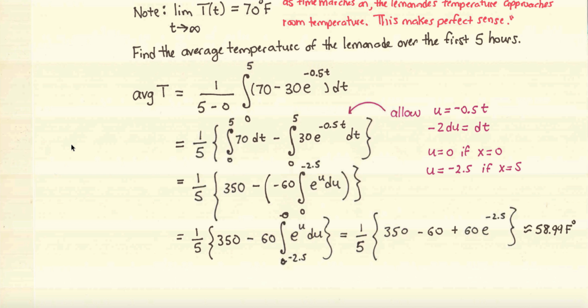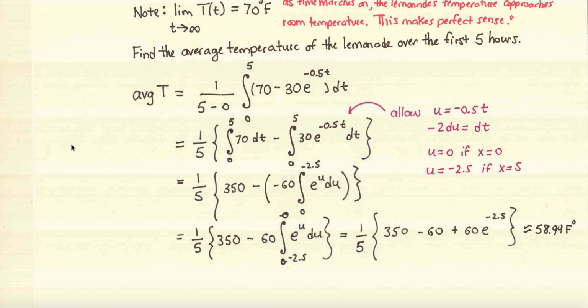The second integral, it's possible to do that without u-substitution, but this is precisely where I'm going to use u-substitution. So I'm going to let u equal negative 0.5t, so that means that negative 2 du equals dt. U will be 0 if t equals 0, and u will equal negative 2.5 if t equals 5. That transforms the integral into negative 60 times the integral from 0 to negative 2.5 of e to the u du. Swap the limits of integration, so that makes it 60 times the integral from negative 2.5 to 0 of e to the u du.